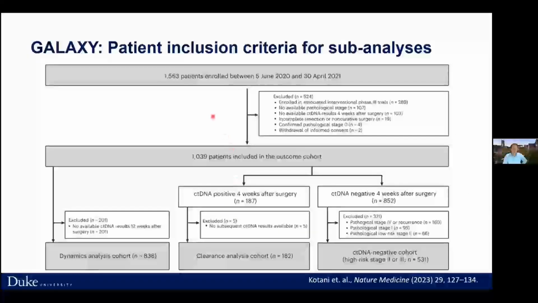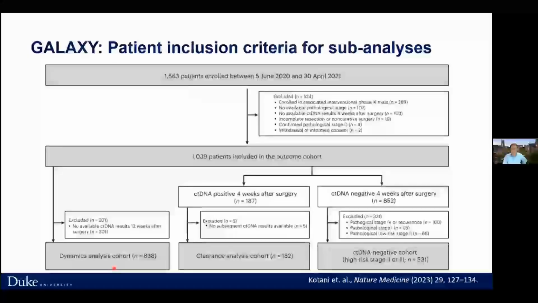So overall, they enrolled over 1,500 patients in less than a year. There were just over 1,000 patients included in the outcome cohort, the so-called Galaxy cohort, and they divided this into 3 different cohorts of interest. The first is a dynamics analysis cohort where they look at change over time, what happens when samples flip from negative to positive and vice versa.